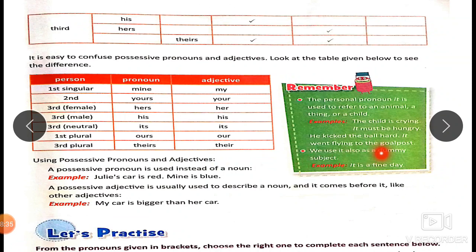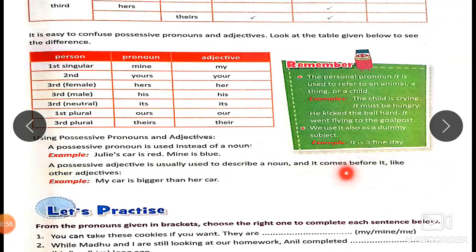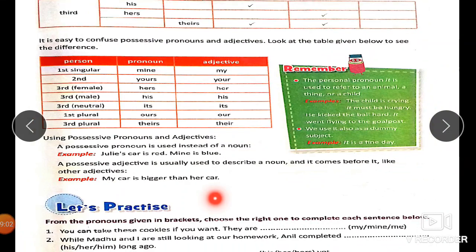We use it also as a dummy subject in the sense that we don't mention exactly what the subject is, but by the use of the word it and from the meaning of the sentence, what the noun exactly is is very much clear. Like here, it is a fine day. Definitely it here refers to what? To the day. So this is how we use these various possessive pronouns and adjectives.